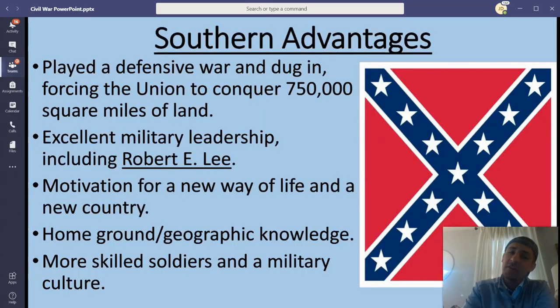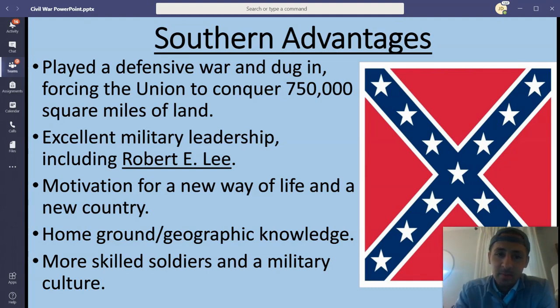Last thing for today, the Southern advantages. So, obviously the North seemed like they had some big ones, but the South was not a pushover. This, again, was not going to be just a war that ended in a month or in a couple months or in a year. No, it was a war that dragged on for 4 years. So the South had to have something going for them, right?